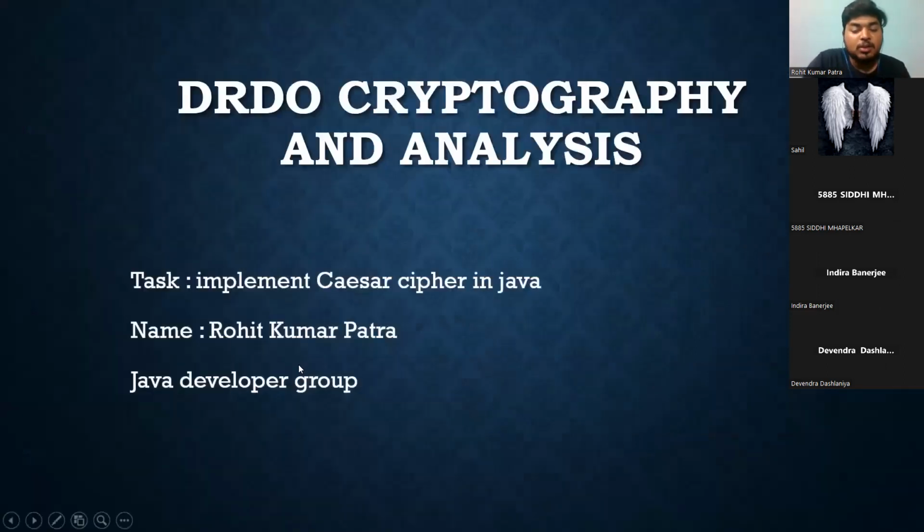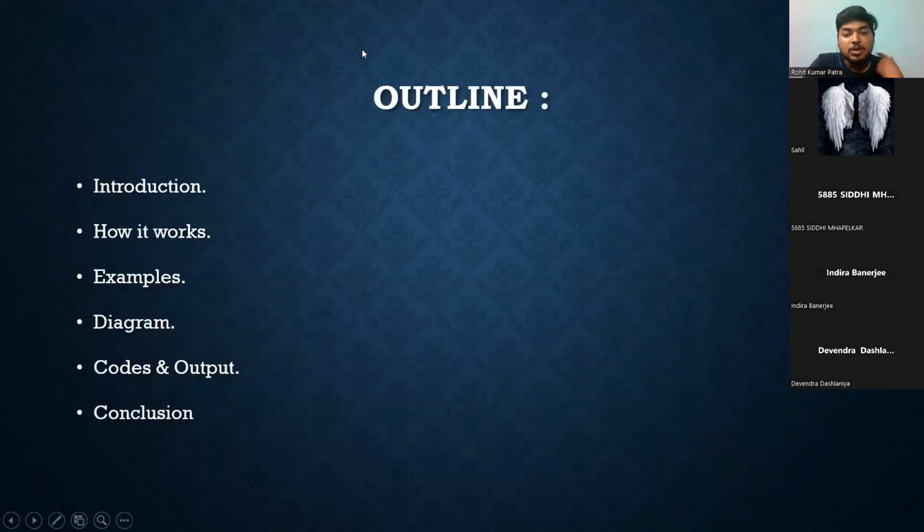So my topic is the implementation of Caesar Cipher in Java. First of all, good evening, sir. My first project name is DRDO cryptography analysis, and the task is the implementation of Caesar Cipher in Java. My name is Rohit Kumar Patra and I am from the Java Developer Group. Here is the outline of my PPT: introduction, how it works, example diagram, code and output, and conclusion.